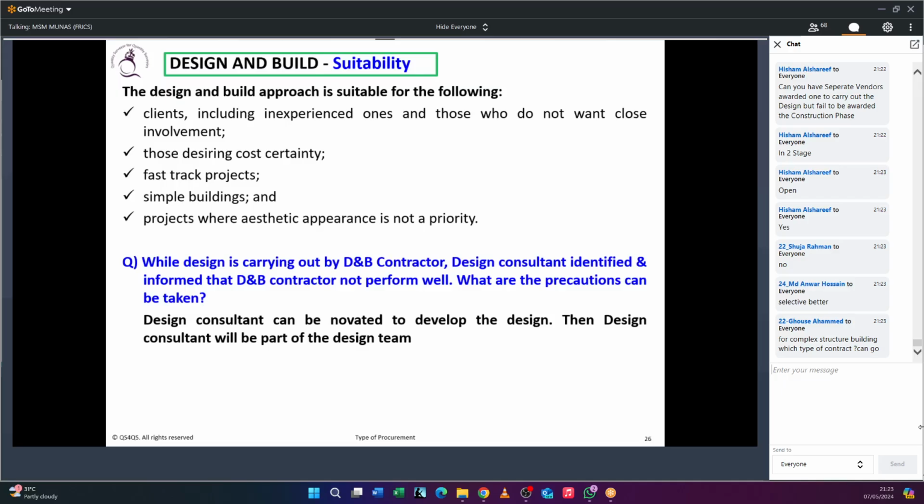Okay, is there any other question I missed? Can you repost it? For a complex structure building, which type of contract can go? You are talking about type of contract. Actually, you're asking the type of procurement, isn't it? For complex, we can go traditional, but not the design and build. But we will continue to learn something about the design and build. There is a possibility to accommodate a complex project.